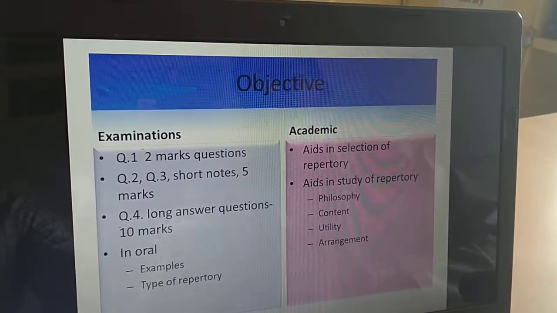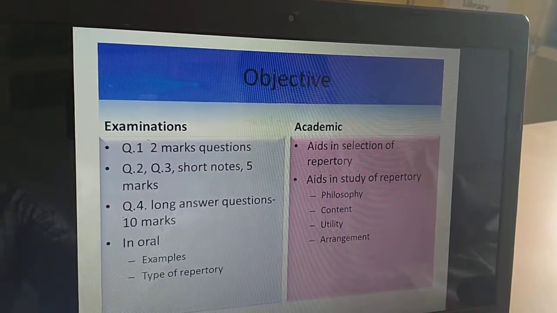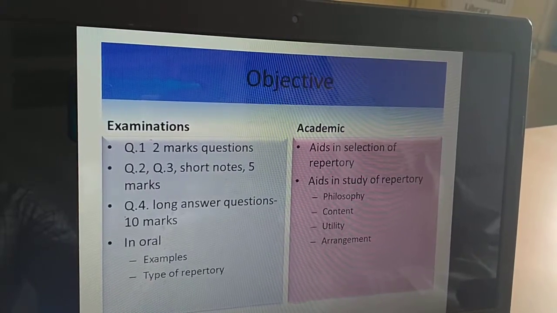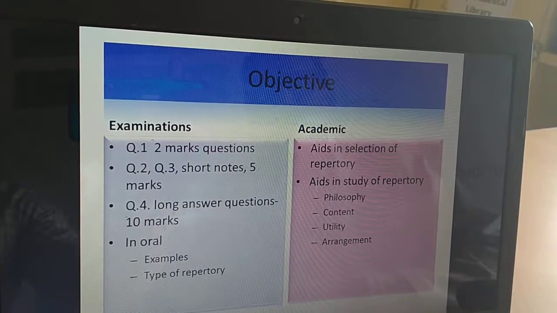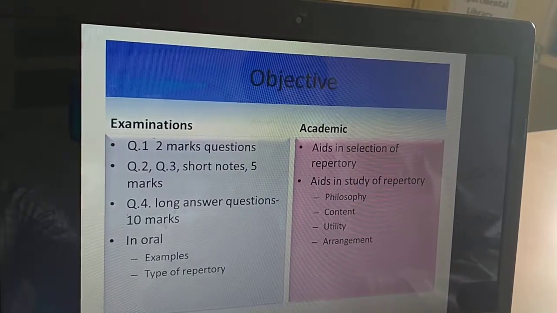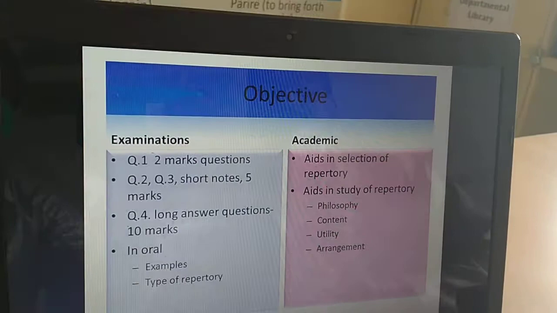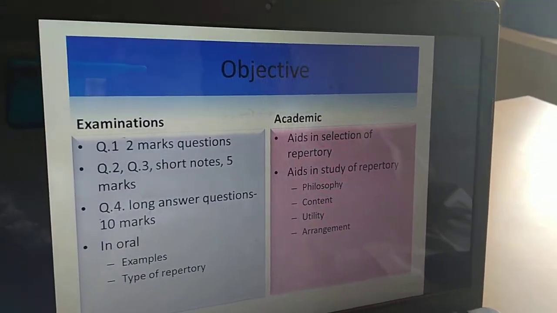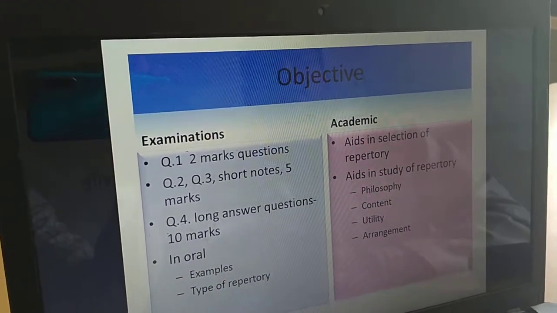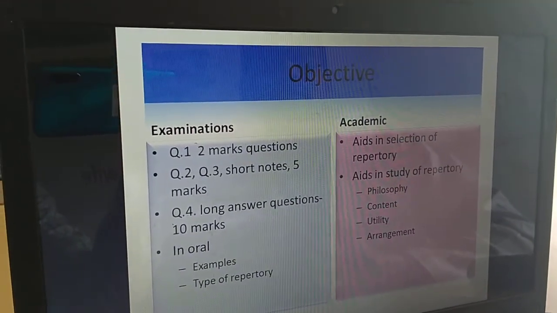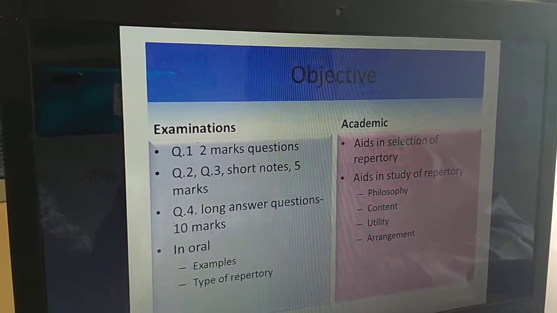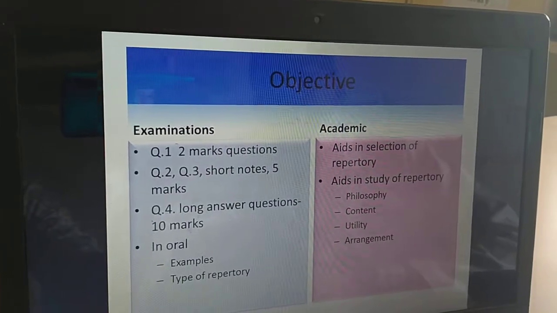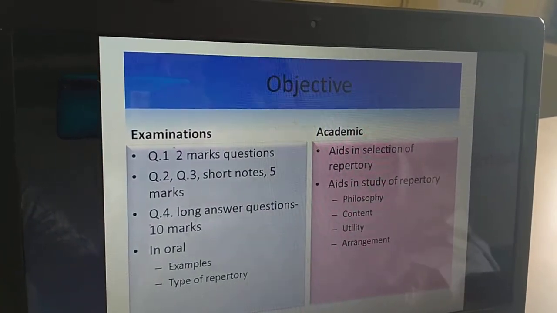Then question number 4 is a specific long answer question dealing with classification and types of repertory, which is for 10 marks. And then in the oral examination, examples are asked for different types of repertory, or a repertory name is given and the type is asked. Then the academic objectives are: once you know the classification of repertory properly, this will help us in the selection of repertory. It will aid in the study of repertory, especially studying the philosophy, content, utility and arrangement of that repertory.